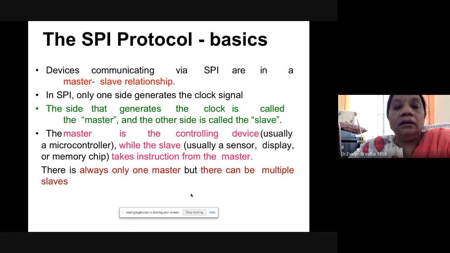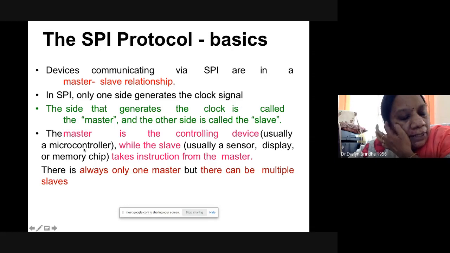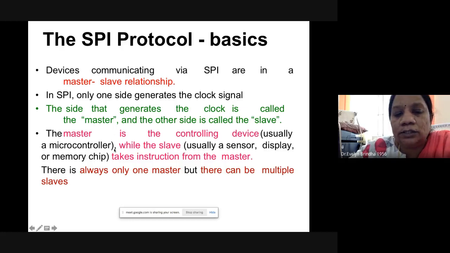Mostly a master will be a computer, a microcontroller, or a processor, because they have the clock. Usually slaves will be sensors, display devices, or memory chips. So mostly processors and controllers will be the master, and something that obeys the instructions from the master, like a sensor, a display device, a communication device, or a memory chip, can be a slave.